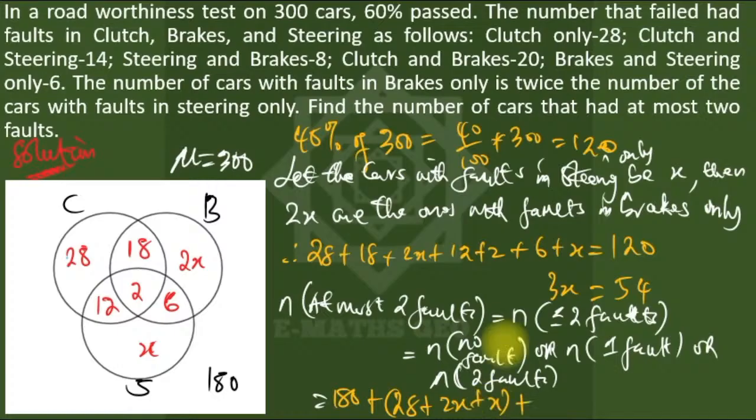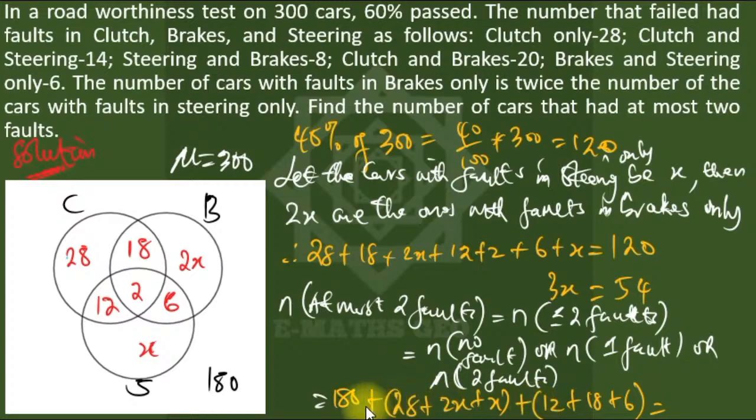Why 2 faults is now either clutch and brakes, or clutch and steering, or brakes and steering. So 12 plus 18 plus 6. Yes, 2 faults: 12, 18, 6.